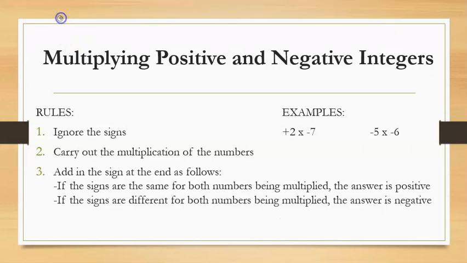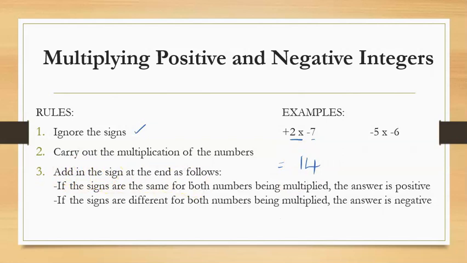I'll just grab a different colour pen. The first example is positive 2 multiplied by negative 7. So step 1 here says ignore the signs. So I'm just going to pretend the positive and the negative aren't there. It says carry out the multiplication of the numbers. So all you're multiplying is 2 times 7, which is 14. Then step 3 is add the sign in at the end as follows.